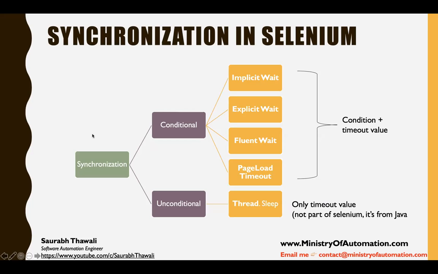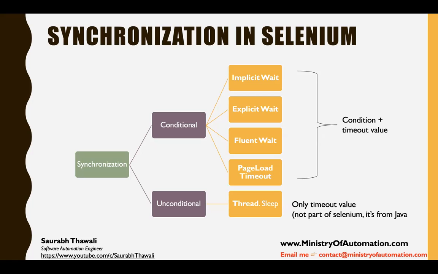Now there are multiple ways with which we can achieve this. So let's try to understand. This is the broad list of synchronization types which we're going to cover. On a high level, there are two things: one is conditional and the other is unconditional. The unconditional one is not given by Selenium to you. It is basically Thread.sleep. It is a Java concept. It is coming from Java and not from Selenium. We will cover Thread.sleep later on. Let's focus on the conditional one.